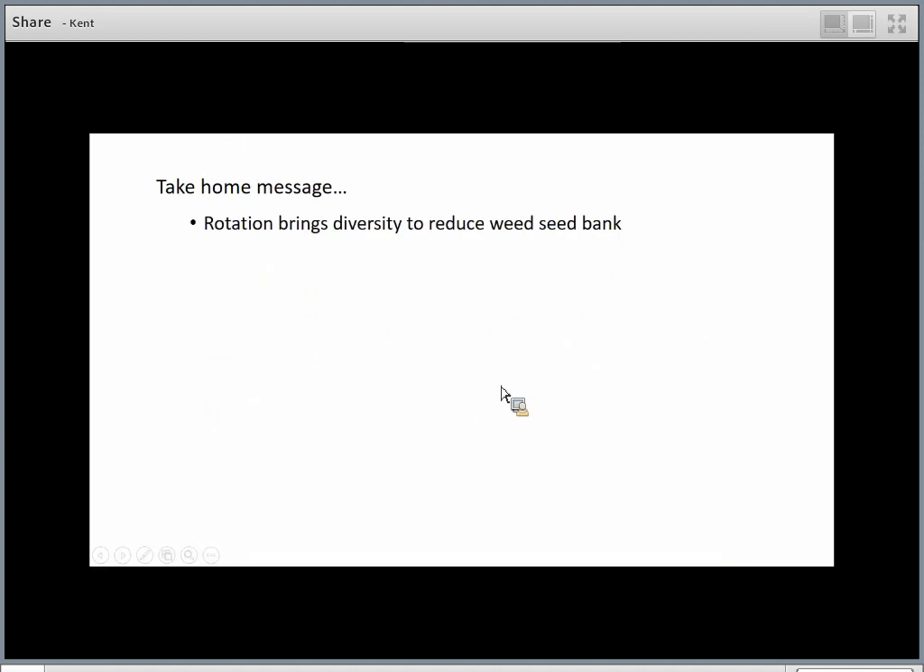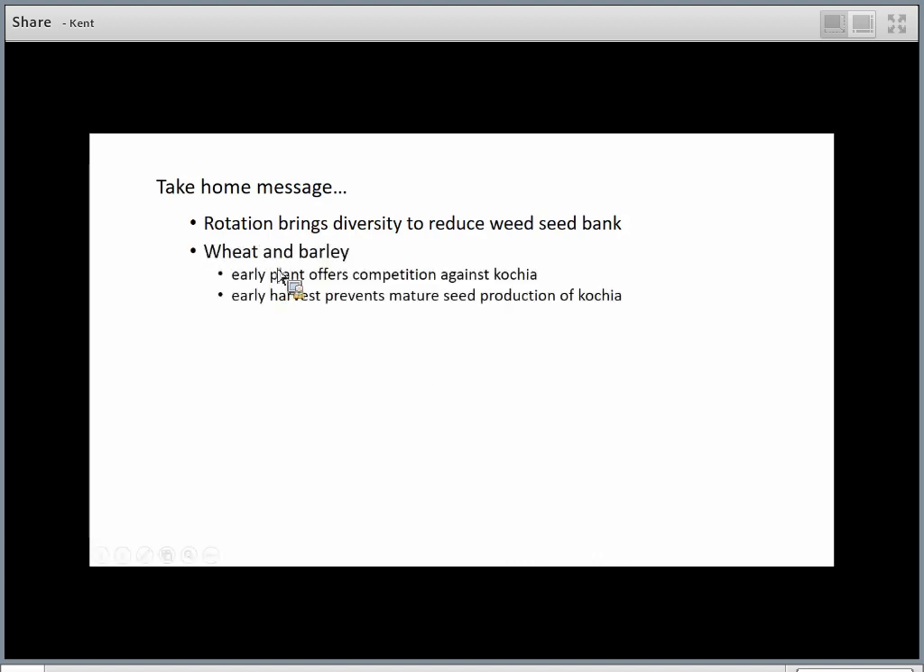Take-home message: rotation brings diversity to reduce the total number in the weed seed bank. Rotation can be your friend to really reduce that, and that's true in irrigated production here. It's also true in dryland production. The wheat and barley in that rotation of these irrigated crops makes a big impact both on the front end and the back end. So early planting offers competition against kochia, and early harvest prevents the mature seed production of kochia.